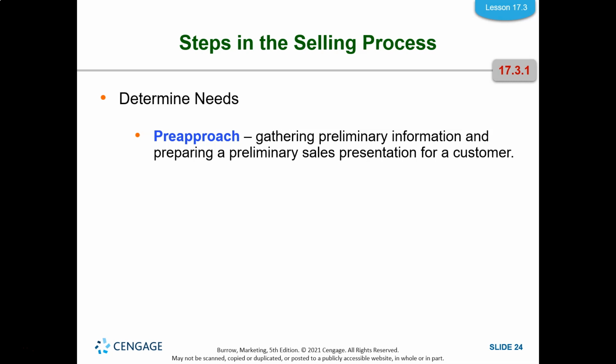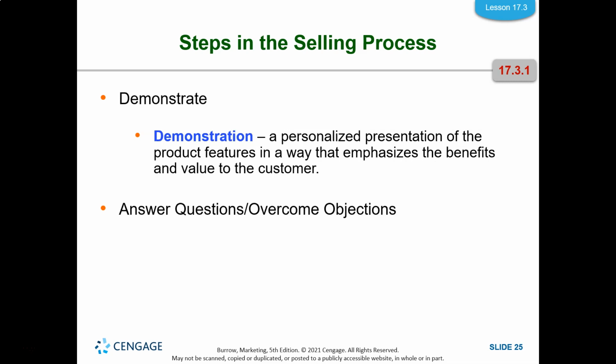So definition for pre-approach, gathering preliminary information and preparing a preliminary sales presentation for a customer. Demonstration, a personalized presentation of the product features in a way that emphasizes the benefits and value to the customer. So this is where customers can actually ask questions and you can answer them. And then there could be some objections sometimes, and by demonstrating, those objections can hopefully go away because it's clearly answering or solving a problem for them.